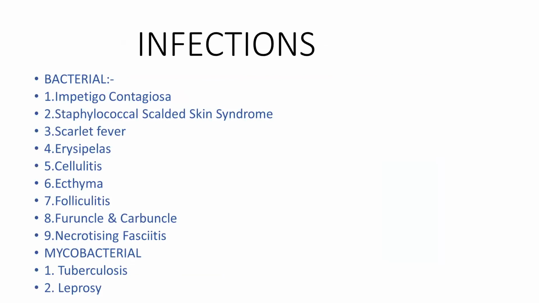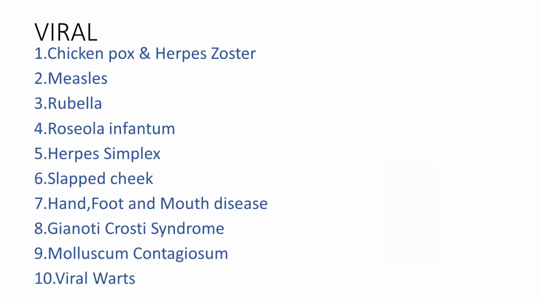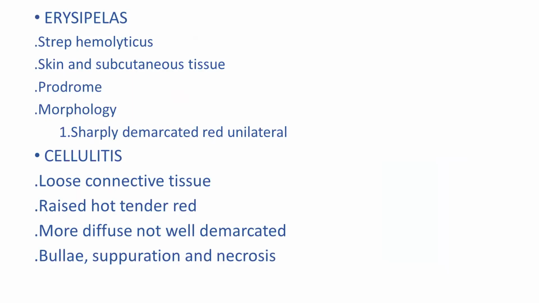Then infections. Bacterial infections include all these. Viral infections include all these. Fungal infections include all these that are included in your syllabus. This is impetigo. The left one is the bullous impetigo, which is less scaly, less scarring, cleaner, better. And the one on our right is crusted, dirty, honey-colored looking, and this is caused by streptococci, whereas the first one is caused by staphylococcus.